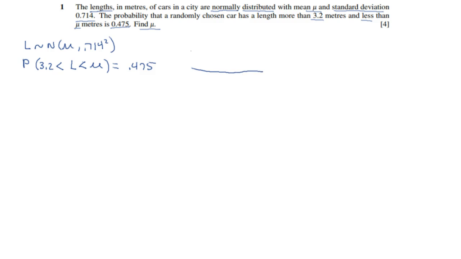So if I graph that before it gets standardized, mu is going to be in the center. And then obviously 3.2 must be less than that. So we can go down this side here. And what we're talking about is this area between these dotted lines is 0.475. Okay, so now we've got to take that 3.2 and change it into a z-score.